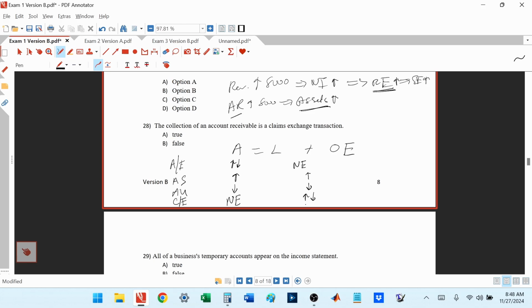Something like that. So collecting an account receivable, cash goes up, accounts receivable goes down, and those are both assets. So this is false. Collecting an accounts receivable is an asset exchange transaction, not a claims exchange transaction.